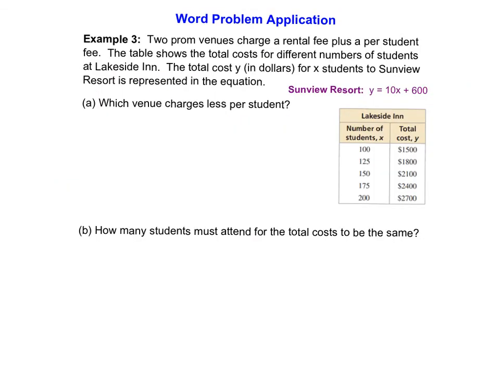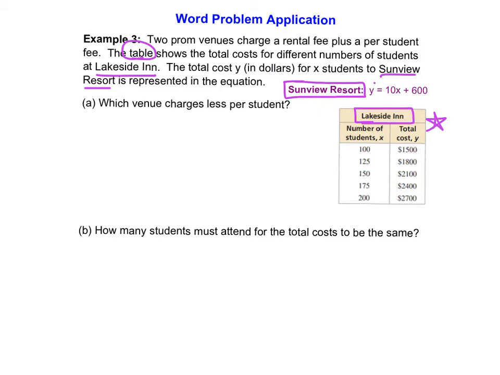So last but not least, example 3 says that 2 prom venues charge a rental fee plus a per student fee. The table, so we can see that down below here, shows the total cost for different numbers of students at Lakeside Inn. So that's the first company option here, Lakeside Inn, and that's represented in the table. The total cost Y in dollars for students to go to Sunview Resort is represented here in this equation. So we have 2 different venues that have provided us with 2 different pieces of representation. One is an equation and one is a table.